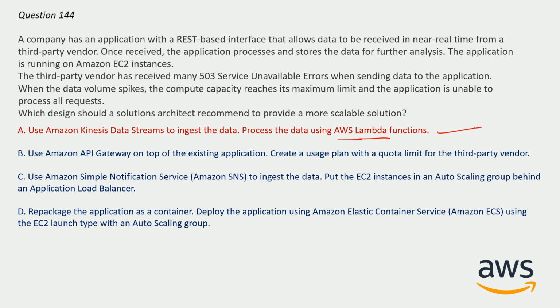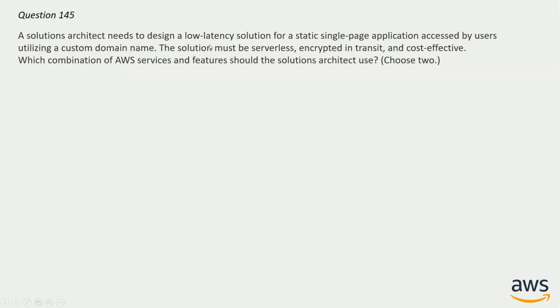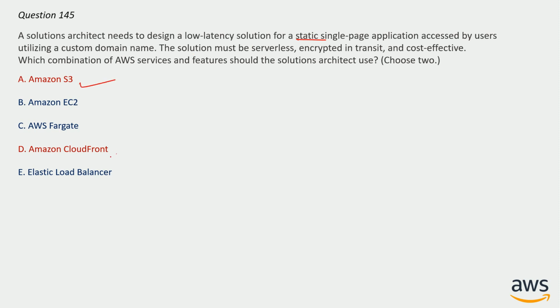And now question number 145. A solution architect needs to design a low latency solution for a static single page application accessed by users utilizing a custom domain name. The solution must be serverless, encrypted in transit, and cost effective. Which combination of AWS services and features should the solution architect use? Choose two, and here are the options. And the correct answer here will be option A and option D, Amazon S3 and Amazon CloudFront. And here as serverless is the requirement and also the content is static, so Amazon S3 can be used for the same, and also both CloudFront and Fargate are serverless. But this is a single page application and hence Fargate gets ruled out.